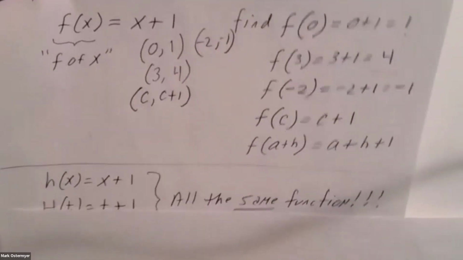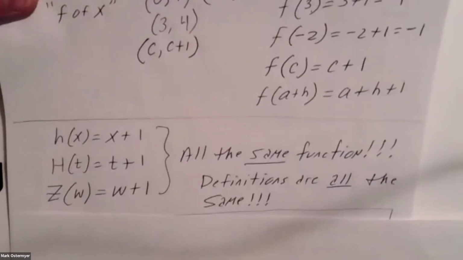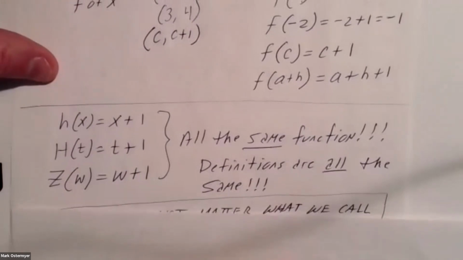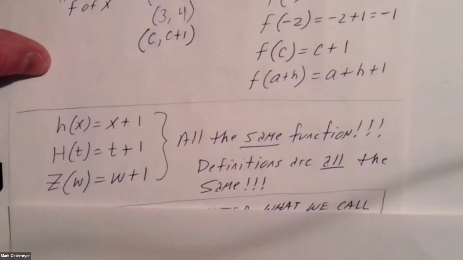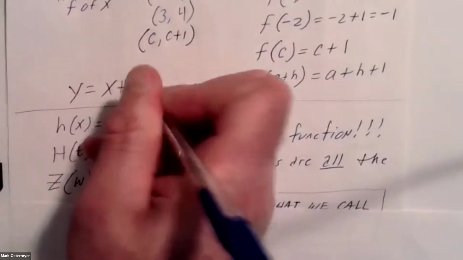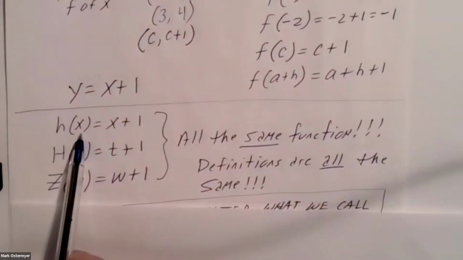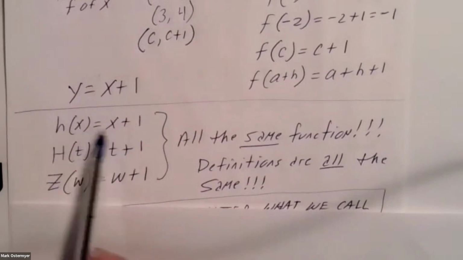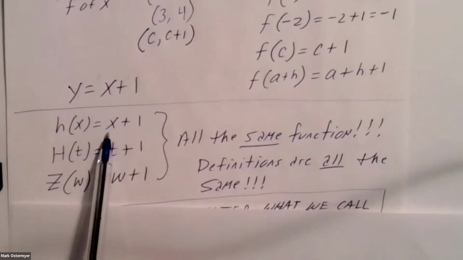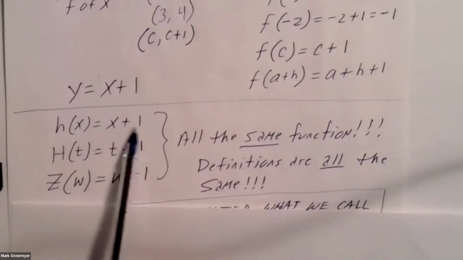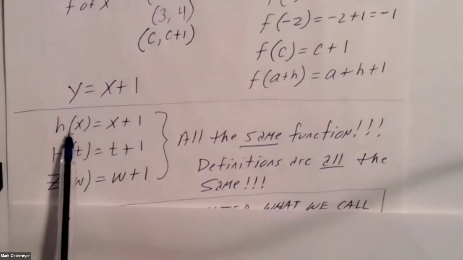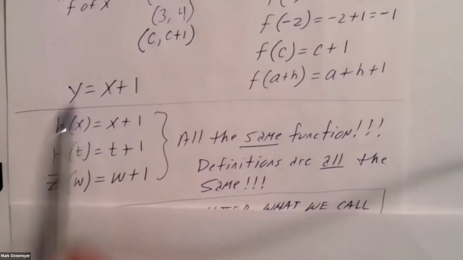Now, do you think it matters what you call the input and output variable? The answer is absolutely not. As long as the definition remains the same, we're talking about the same function. Instead of calling the function y equals x plus 1, I could call the output variable h of x. Is this function h of x still the same as y equals x plus 1? The answer is yes, because the definition is still the same. We're still adding 1 to the input to generate the output. H of x is the same function as y.